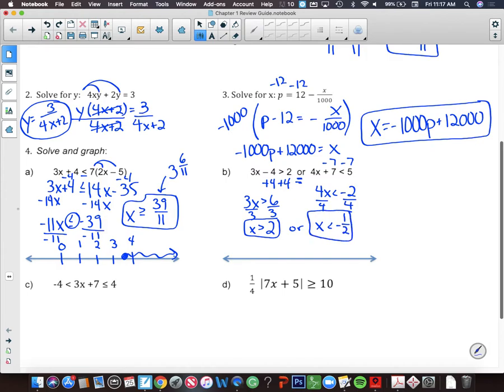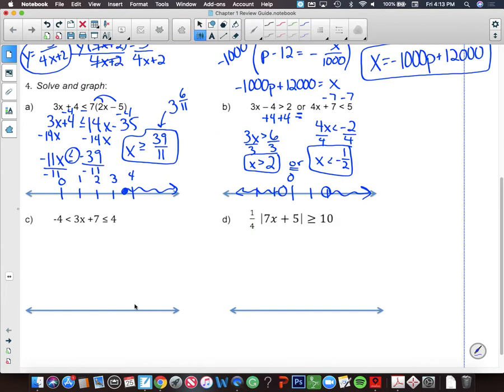And we graph these. And so remember, when you see an or, most of the time they're going to be pointing away from each other. So when you graph these, if they point towards each other, then it would be all real numbers. But these ones look like they're going to be pointing away from each other. So x is greater than 2 is here, and x is less than negative 1/2, that's here. So that's your solution for that one. You have an or inequality.